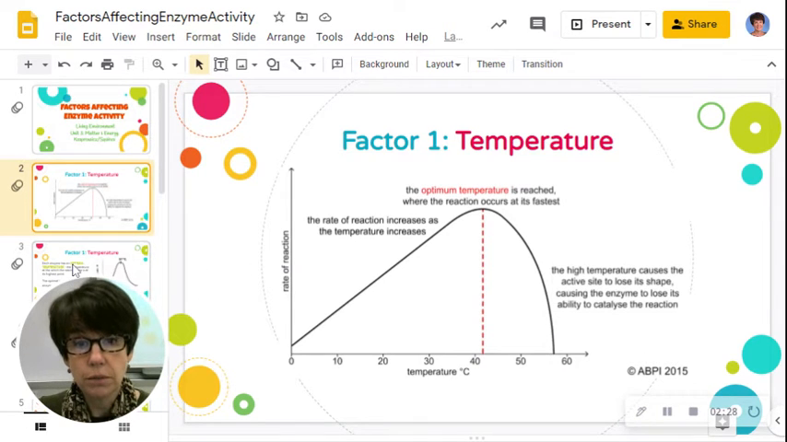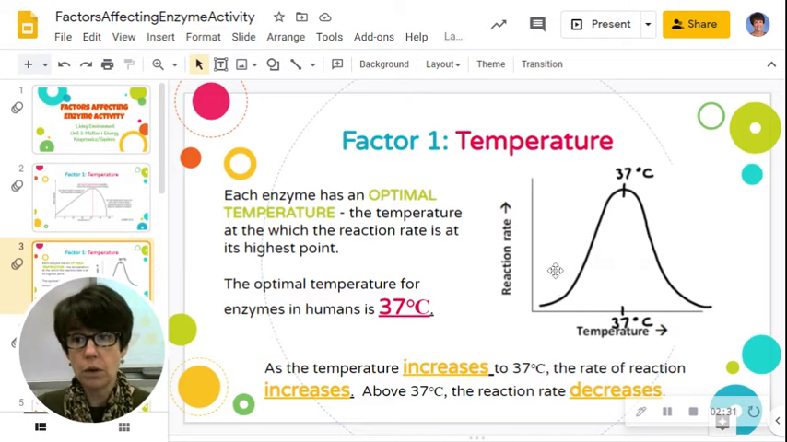So in your notes, you're going to draw this graph that shows that in humans the optimal temperature is 37 degrees Celsius. In your note packet, there is a fill in the blank section. You're going to fill in the blank where it says the optimal temperature for enzymes in humans is 37 degrees Celsius. You're going to fill in that blank on your notes after you've drawn the graph.